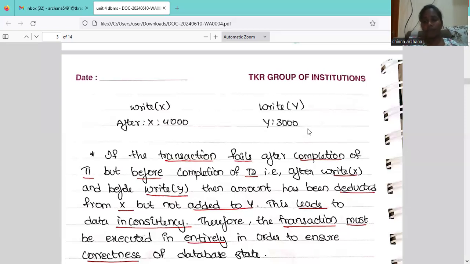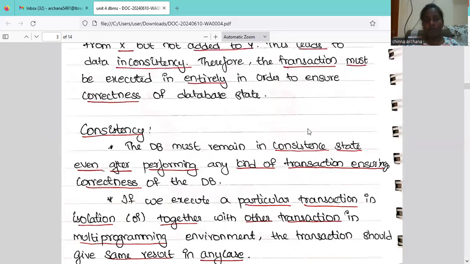To ensure that the database contains only consistent data, we follow one of the properties of transactions. The primary property of transactions is atomicity. In simple terms, atomicity is nothing but either the complete transaction should be executed or the transaction should not be executed at all. So this is atomicity.